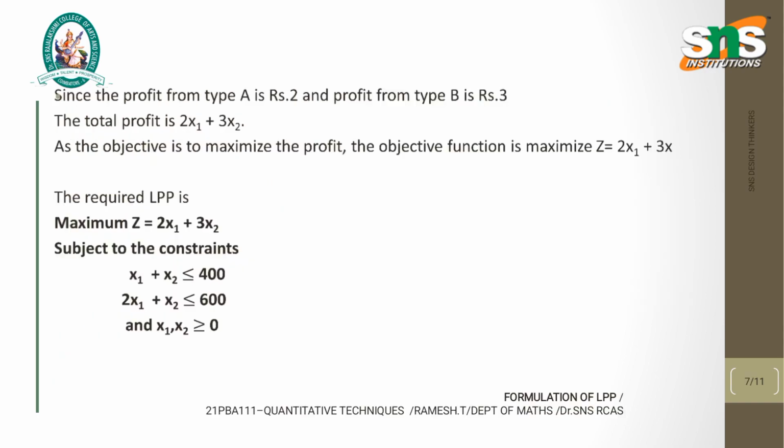Since the profit from type A is rupees 2 and type B is rupees 3, the total profit is 2x1 plus 3x2. The objective of this LPP is to maximize the profit. Therefore, the objective function is maximize z equals 2x1 plus 3x2. So finally, we have the required LPP: maximize z equals 2x1 plus 3x2 subject to the constraints x1 plus x2 less than or equal to 400, 2x1 plus x2 less than or equal to 600, and x1, x2 greater than or equal to 0.